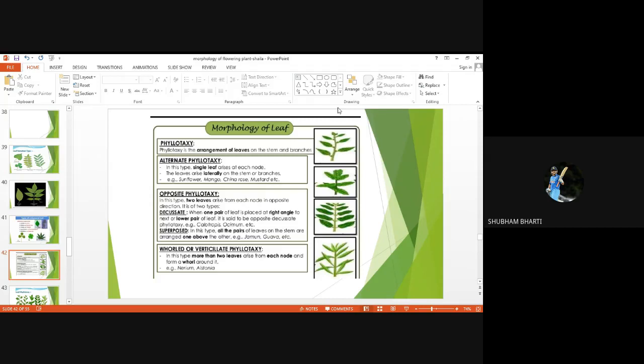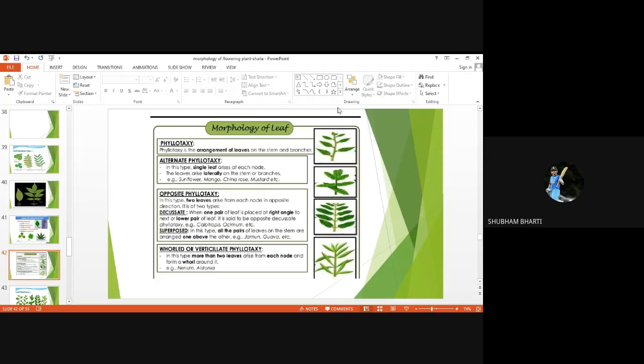Okay, so alternate phyllotaxy मध्ये काय आहे? In this type of phyllotaxy, a single leaf arises at each node, and the leaves arise laterally on the stem or branches. For example, sunflower, mango, China rose, and mustard. These are examples of alternate phyllotaxy.